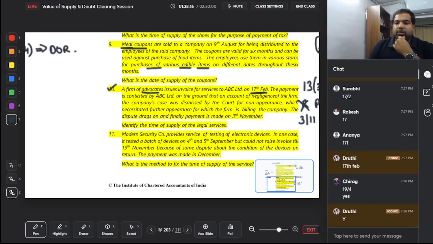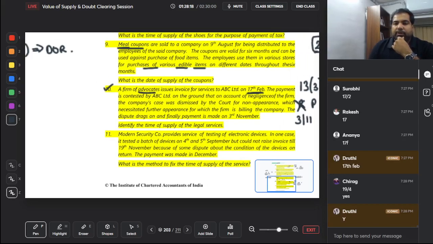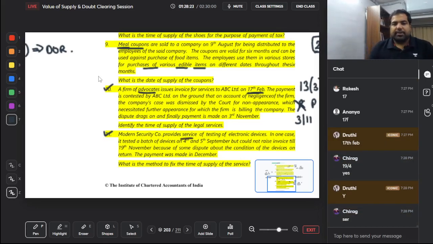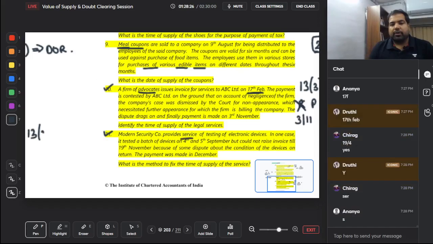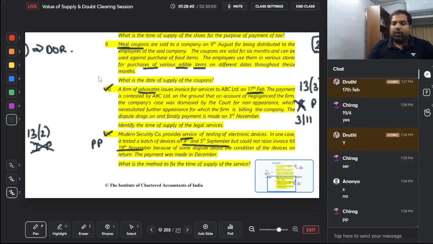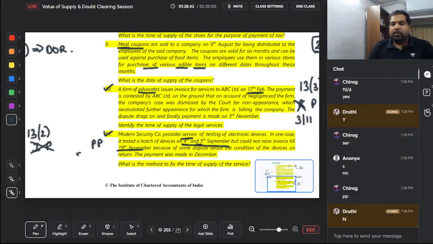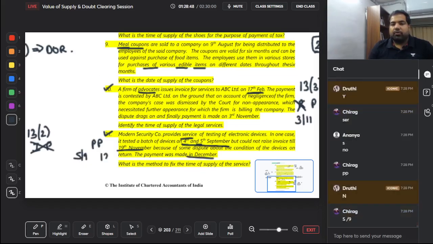Alright, guys, looking at this question here, please check and please tell me goods or services. Service, section 13(2). IP or PP. Please check whether the invoice was issued on time. 30 days, guys, you get. Was it issued in 30 days? No. So it is not IP, it is PP. When were the services provided? 4th and 5th September. So let's say 5th September. And when was the payment made? December. So which is earlier? 5th September.